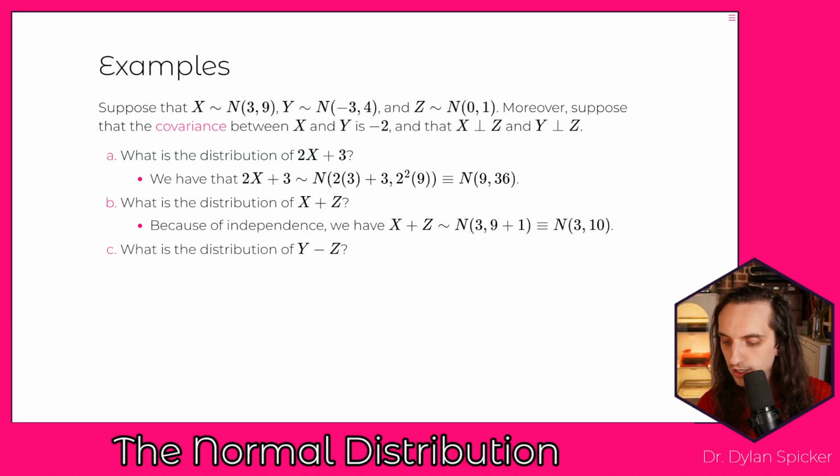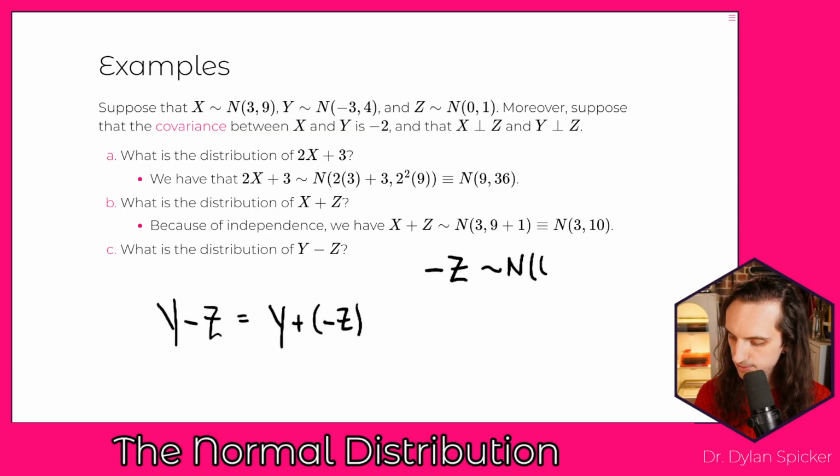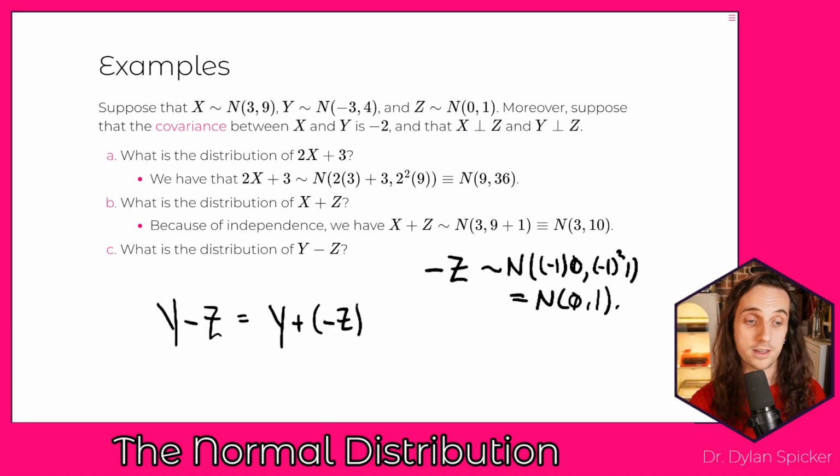What about the distribution of y minus z? What we can do here is rewrite y minus z as y plus the negative of z. Then, what is negative z? Because of the closure properties, negative z has to be normal, where the mean is -1 times its mean, but that's just 0, and the variance is -1 squared times its variance. So this is simply a normal 0, 1 random variable.